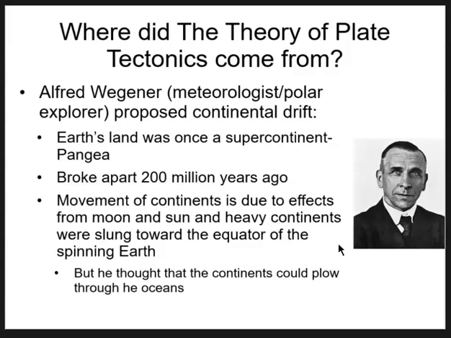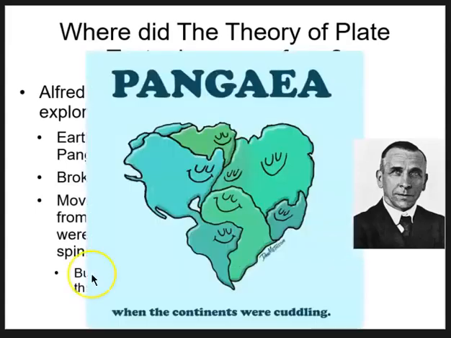It broke apart about 200 million years ago, and the problem with continental drift is that his explanation of it was not quite correct. So he said that movement of continents is due to the effects from the moon and the sun, and heavy continents were slung toward the equator of the spinning Earth. And he also believed that continents could just plow through the ocean. So we know that that's not true now. But so at one time, all the continents were cuddling, and we call that Pangaea.